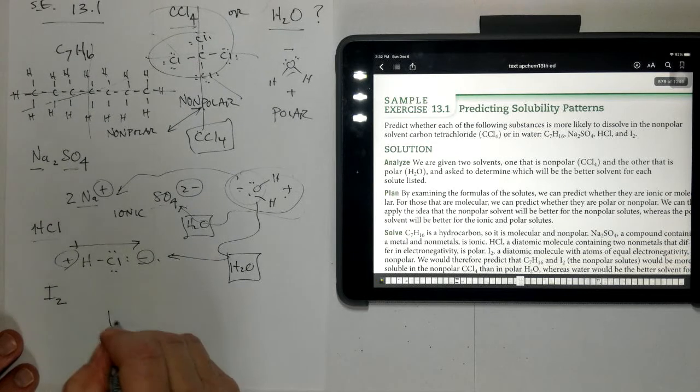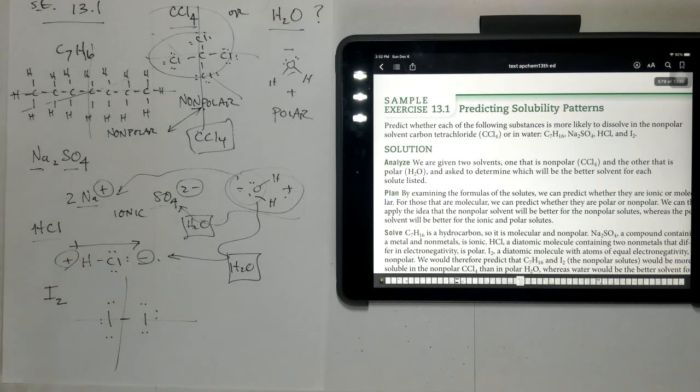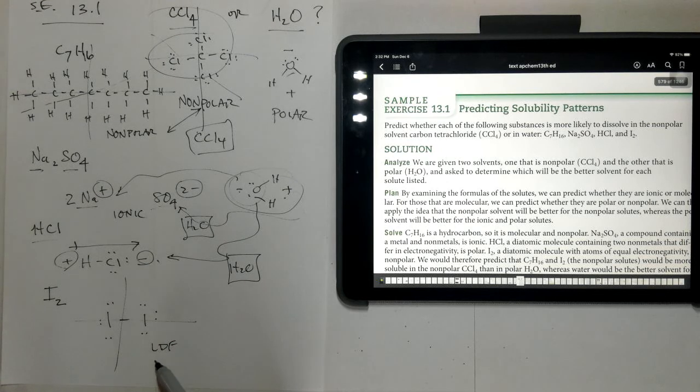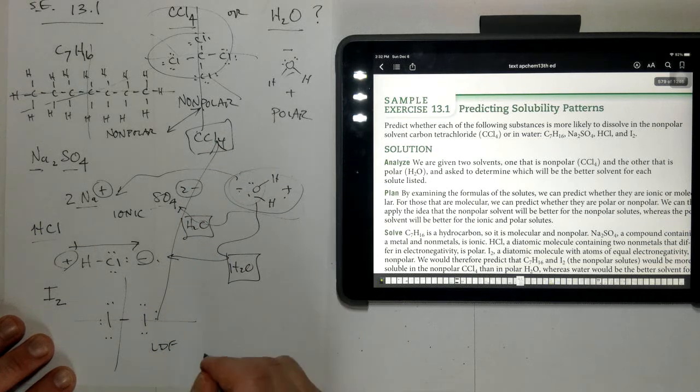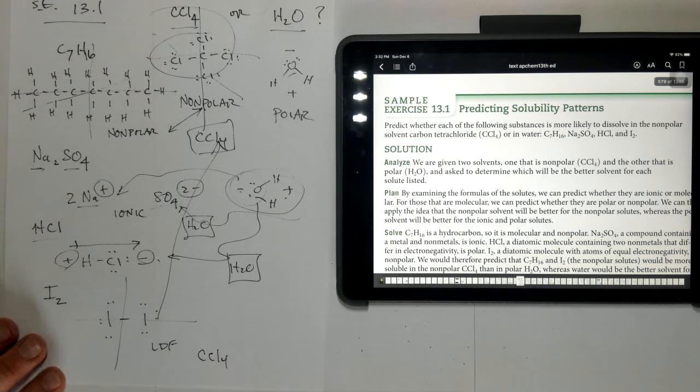Last one, I2, draw the Lewis electron dot structure. We get a perfectly symmetrical animal right here. Slice it any different way, and it's symmetrical. There's no buildup of electron charge in one place or the other. Only London dispersion forces inside of this one. Like dissolves like, it should want to dissolve in a nonpolar thing. Our nonpolar item right here is CCl4, so that's what it would dissolve the best in.